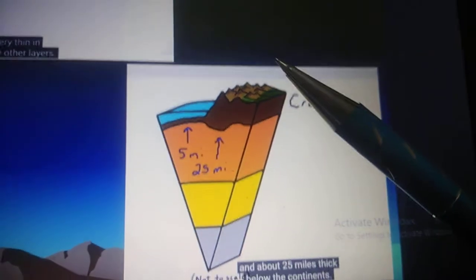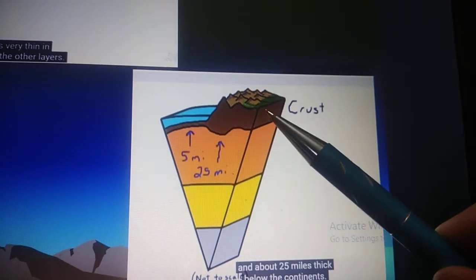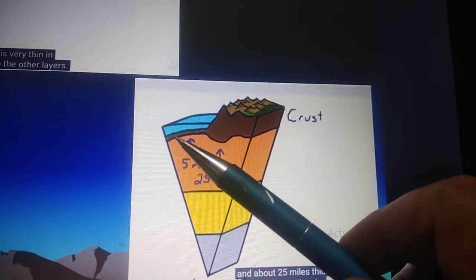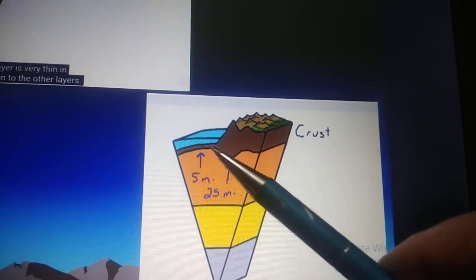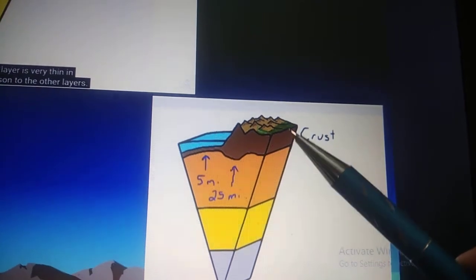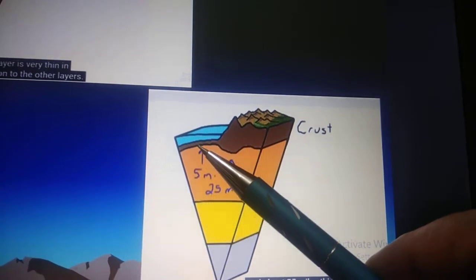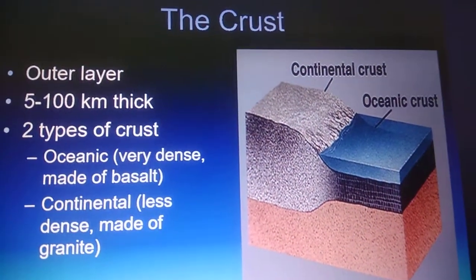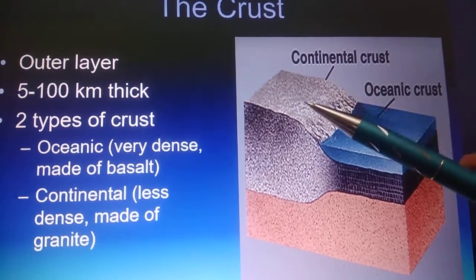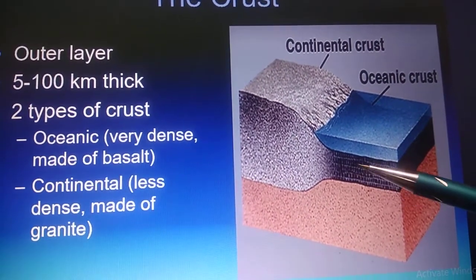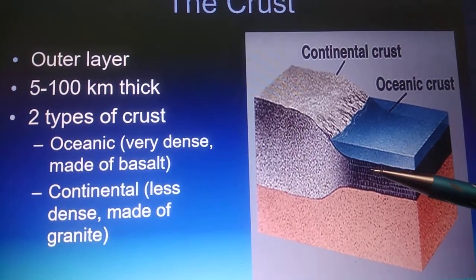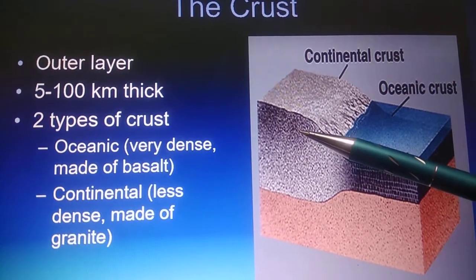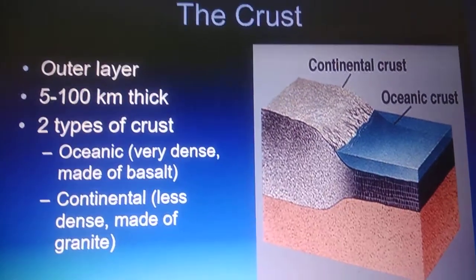Okay, and there are two types of crust. One, we have continental crust here, and then below the ocean, this is our ocean, and below that we have oceanic crust. So we can say we have two types of crust: continental crust and oceanic crust. Children, as I told you, oceanic crust is below the ocean. Okay, now below the ocean, it is very dense. It is made up of basalt, and continental crust is less dense and it is made up of granite.